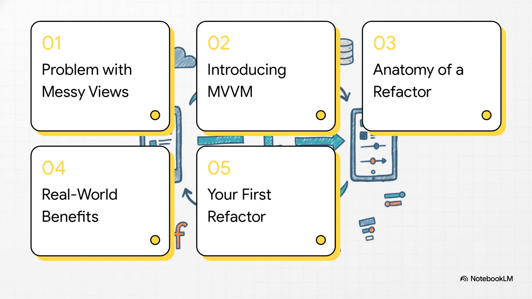Okay, so here's our game plan. First, we're going to look at what makes a view so messy in the first place. Then, I'll introduce you to the star of the show, the MVVM pattern. We'll walk through a real refactor, step by step, and then we'll talk about all the awesome benefits you get. And by the end, you'll be all set to go and tackle your own code.